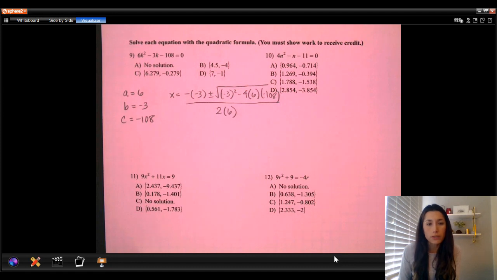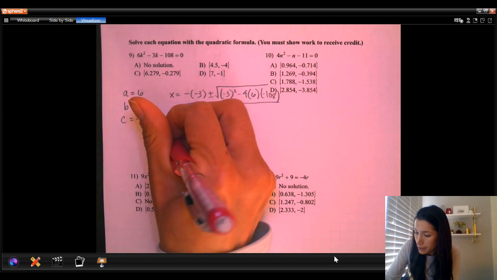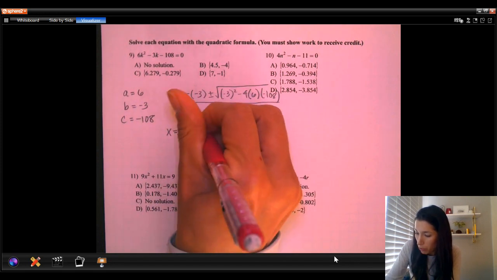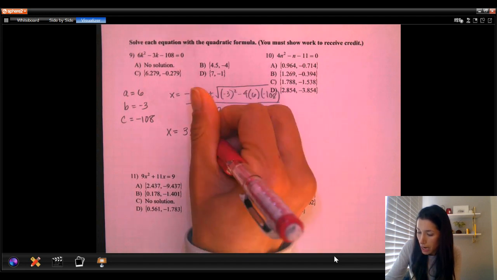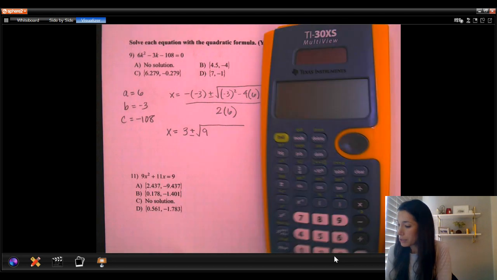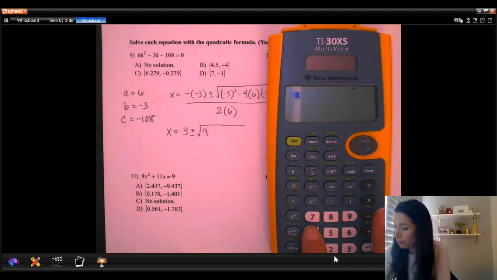Okay, so I'll go through one of these questions with you. Now here we're going to get x equals negative times a -3. That's just going to be 3 plus or minus the square root. -3 squared is 9. And then for this part, I'm going to go ahead and grab my calculator. So I'm going to multiply out -4 with a 6 with a -108.